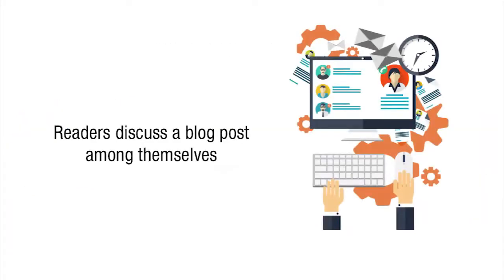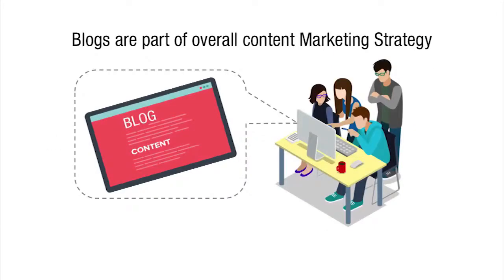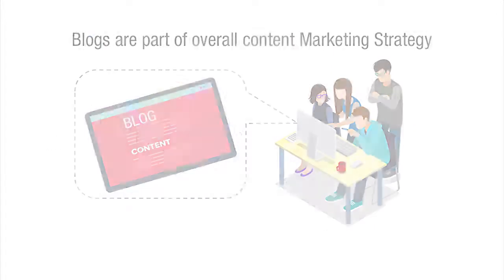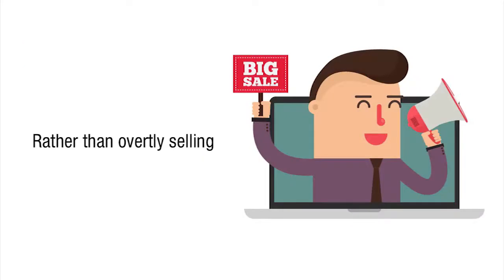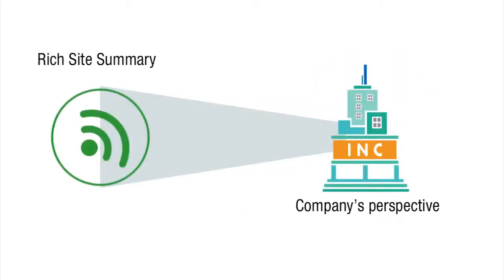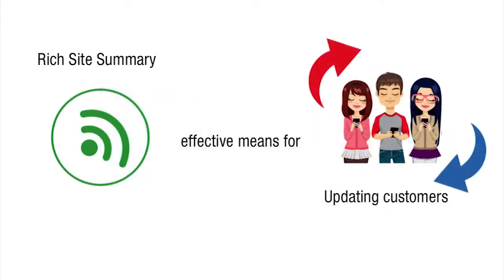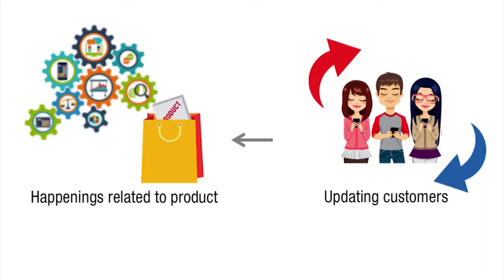Sometimes, readers discuss a blog post among themselves, resulting in a discussion forum. Blogs are typically part of an overall content marketing strategy, which is about providing informative, helpful content to potential customers, rather than overtly selling. From a company's perspective, a blog or rich site summary or RSS feed is an effective means for updating actual or prospective customers of happenings related to the company or the company's products.